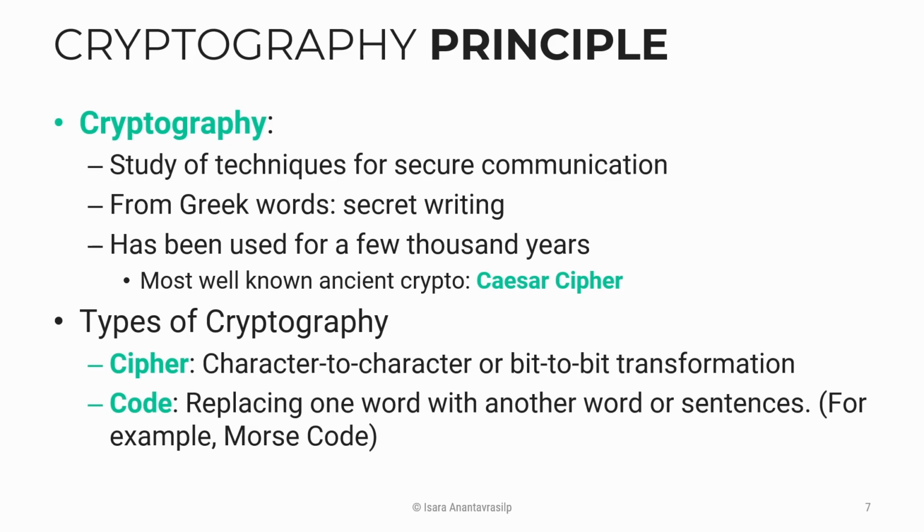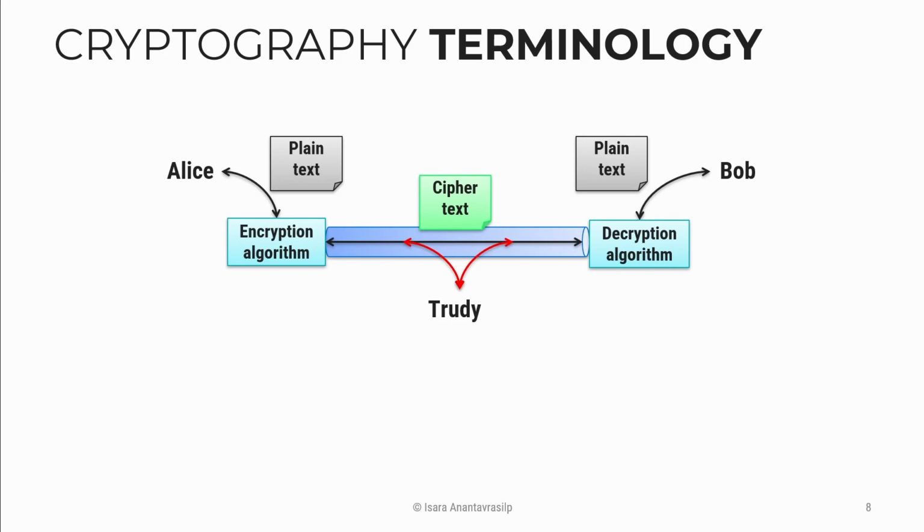There is no algorithm. Let's introduce some terminology that we are going to use in our discussion today. First, we have Alice and Bob. As we mentioned before, these two guys want to talk to each other. All right. When Alice expects that the communication could be eavesdropped by a third person, which in this case is Trudy, Alice could encrypt her message that is sent to Bob.